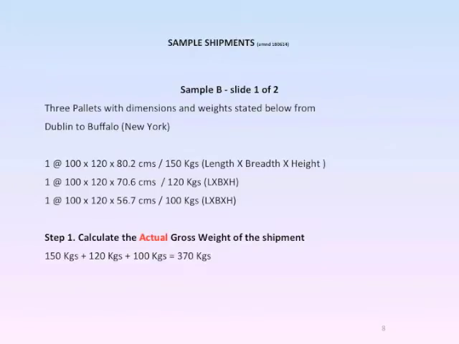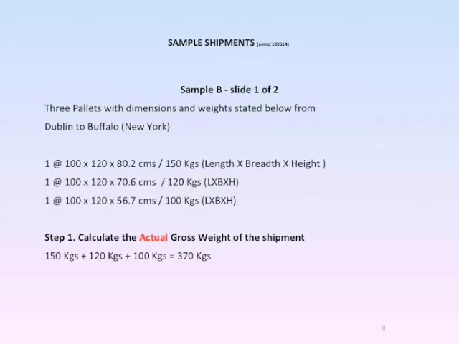Now we're looking at sample B, slide 1 of 2. We have 3 pallets going from Dublin to Buffalo, New York. Pallet number 1 has 100 by 120 by 80.2 centimetres. That's the length by the breadth by the height, and a gross weight of 150 kilos. Pallet number 2, 100 by 120 by 70.6 centimetres. Gross weight 120 kilos. Pallet number 3, 100 by 120 by 56.7 centimetres.